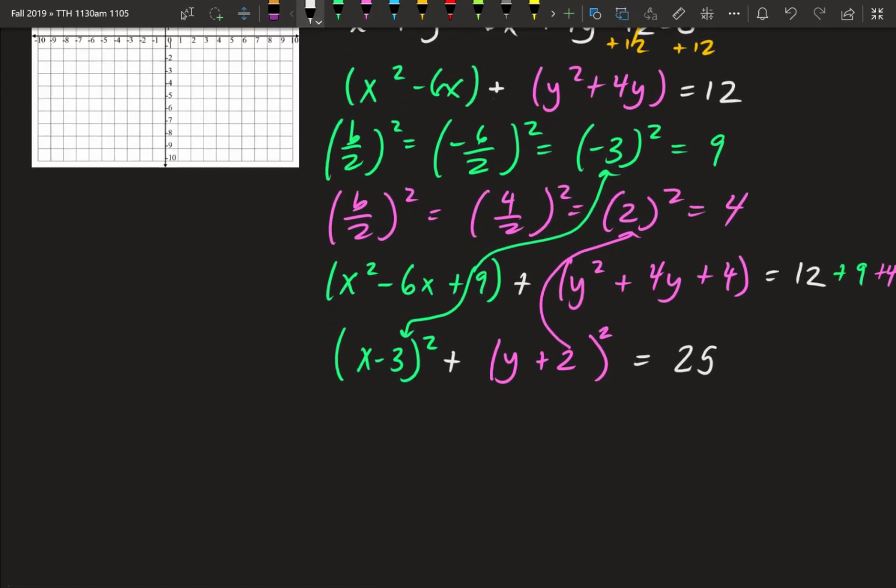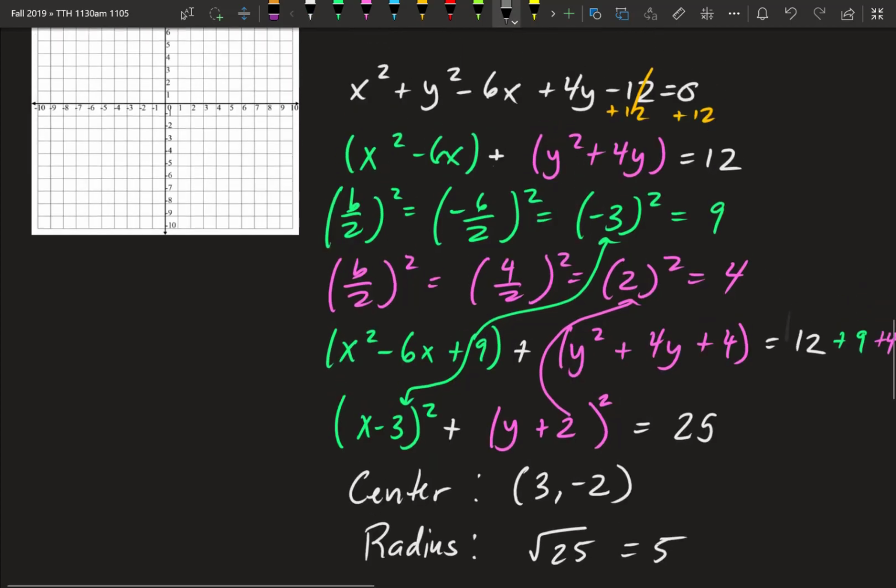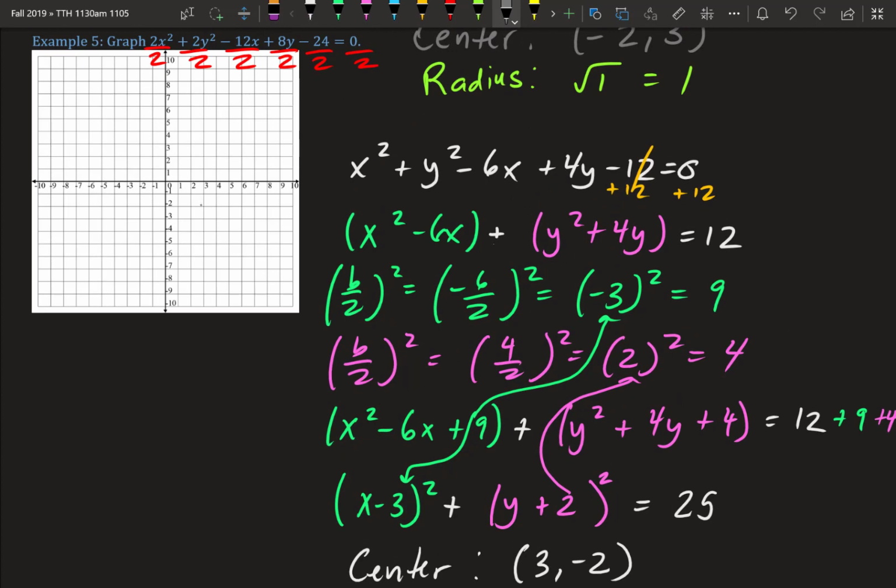So now we can go ahead and take our center and our radius. So our center is the opposite sign, so 3, negative 2, and our radius is the square root of 25, which is 5. So we're going to plot our center first at 3, negative 2, and then we're going to use the radius to make 4 more points. So with the radius, I'm going to go up 5, so 1, 2, 3, 4, 5, back to the center, go left 5, go back to the center, go down 5, go back to the center, go right 5. And as best as you can, connect those dots.